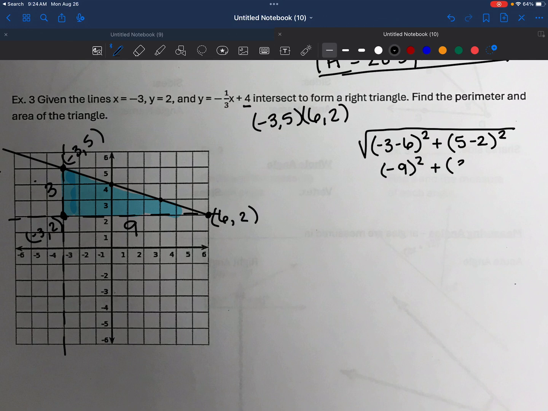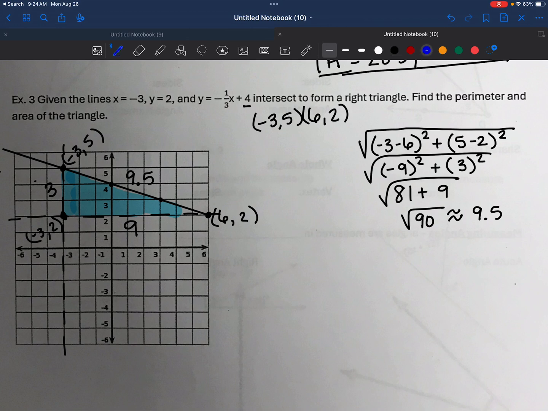-3 minus 6, we get -9 squared. Plus 5 minus 2 gives us 3. We know -9 squared is going to be positive 81, plus 9. Okay, so all I need to do is find the square root of 90, which is about 9.5. All right. So now that I have all the information I need on my triangle, what two things is it asking me to find? Perimeter and area.